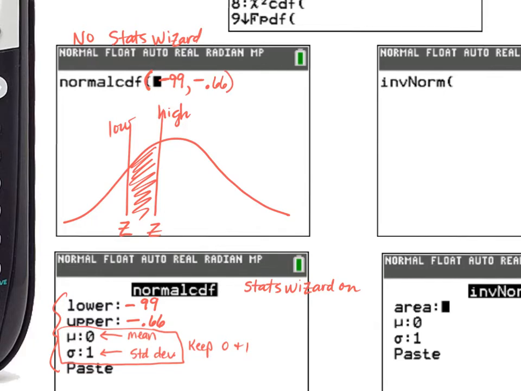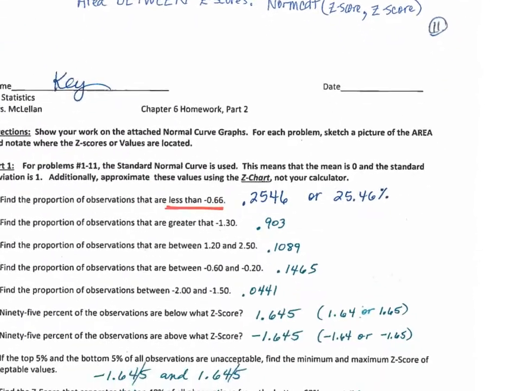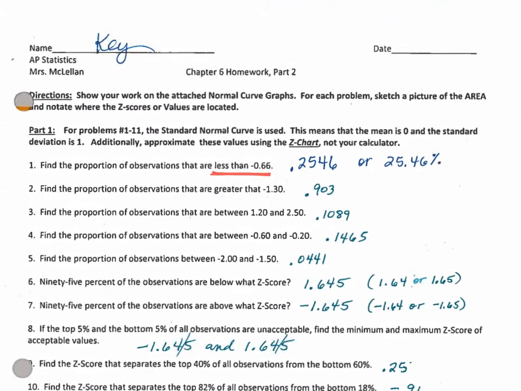Close the parentheses and you'll hit enter, and that will give you your answer. So if you'll practice that, then on your last night's homework, that should have given you 0.2546 or 25.46%. Okay, it could also be that it gives you something a little bit different from your calculator. It may just be a little bit more accurate, so the 6 might have changed.